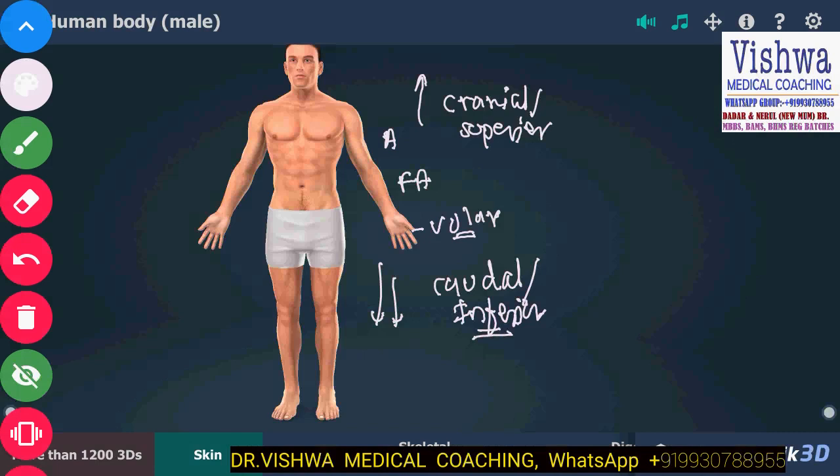As you can see, this is a thigh. This is called proximal. This is called distal. Proximal as well as distal. This is the median plane, as you can see. Something which is towards the median plane is called medial, and something which is away from the median plane is called lateral.